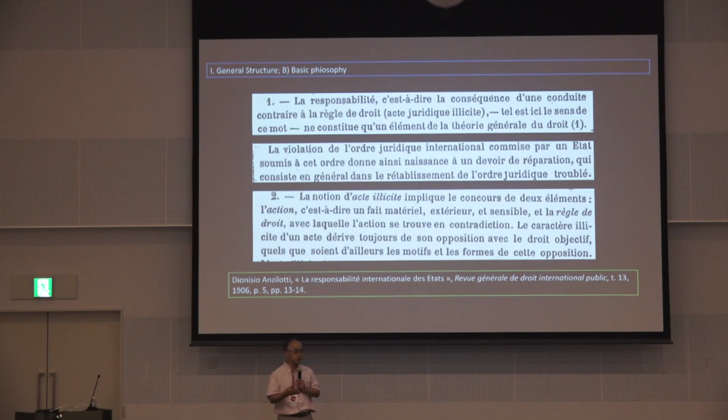The question is the troubled legal order. By an internationally wrongful act, international law is breached and the international legal order is troubled. Therefore, in order to restore the troubled international legal order, states must do something. This is also the foundation of the international law of state responsibility. Anzilotti is Italian, and the first special rapporteur in the International Law Commission on State Responsibility was Roberto Ago, also Italian. Under the strong influence of Dionisio Anzilotti, who was the president of the Permanent Court of International Justice, Roberto Ago drafted the first part of the ILC Articles on State Responsibility. So the ILC's ARSIWA is based on this philosophy.